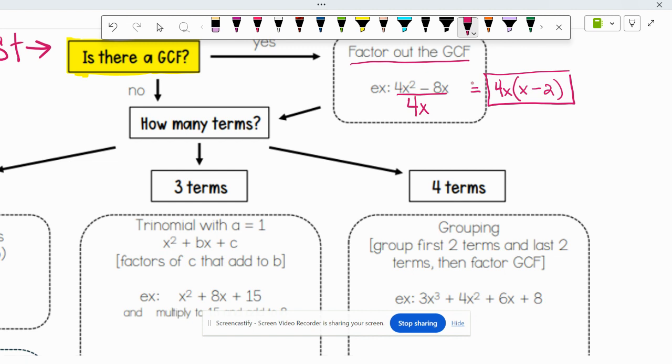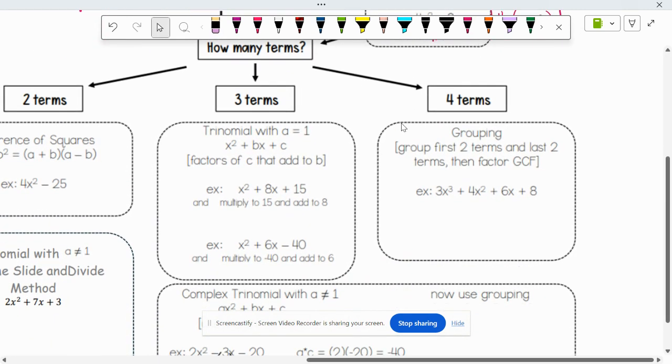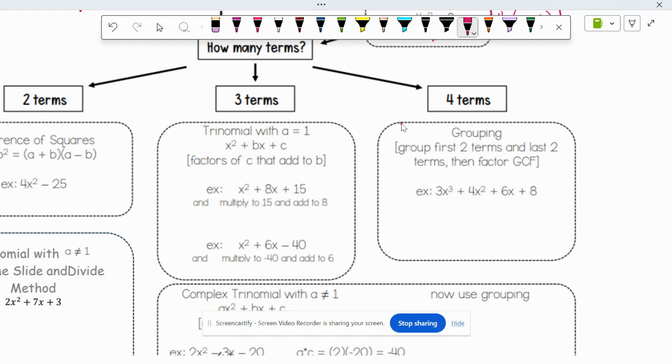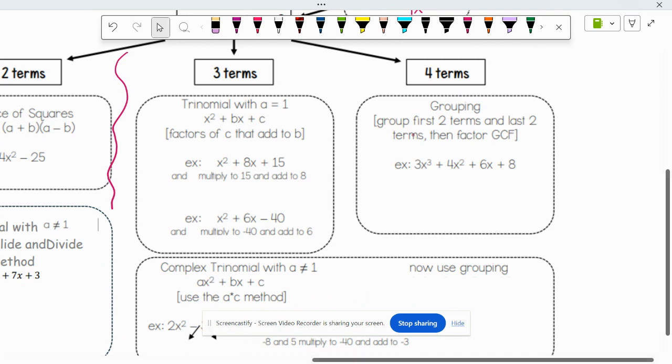Okay. If you don't have a GCF, you just go straight down to the no. So it says, how many terms are there? You guys don't know what to do when there's 2 terms yet. We'll finish this out tomorrow, but you do know what to do when there's 3 terms or 4 terms.